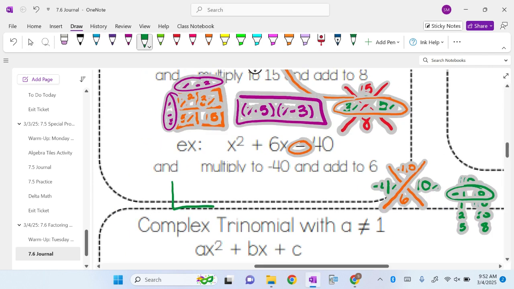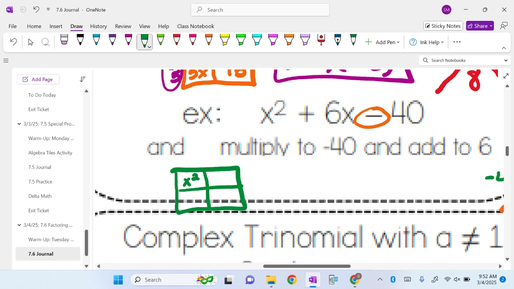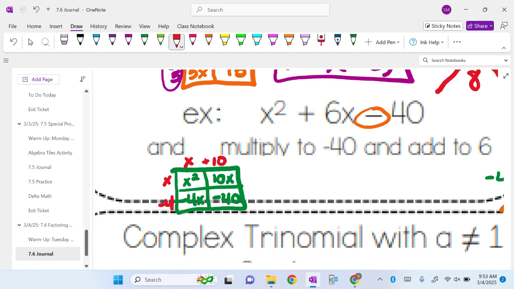Now I can do my reverse box. So I got the x squared in the top left, negative 40 in the bottom right, then negative 4x and 10x. And again, it doesn't matter where you put them. So x times x gives me x squared. X times 10 would give me 10x. X times negative 4 would give me negative 4x. And then negative 4 times 10 is negative 40. So guys, I'm going through these fast because we've already done formal notes on these. This is just review. So my two factors are this, x plus 10 and x minus 4.